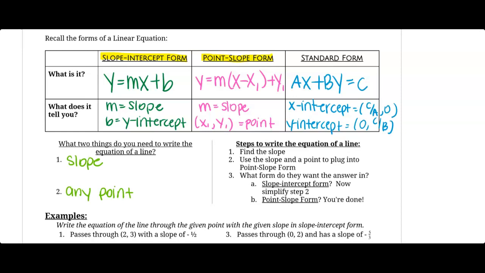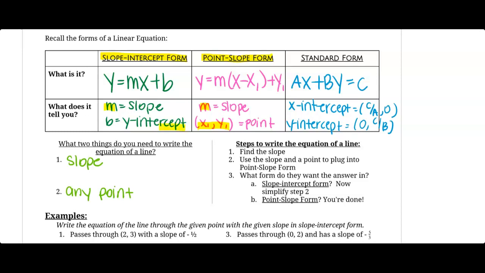So remember that point-slope form uses any point, and that's your x1, y1. And remember that the x gets a different sign. So if it's positive as a point, then it goes in as a negative. If it's negative as a point, it goes in as a positive. And the m, of course, is always the slope.